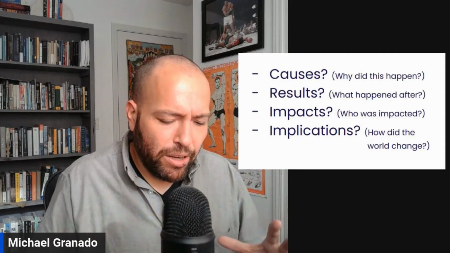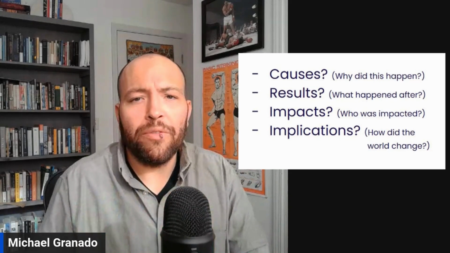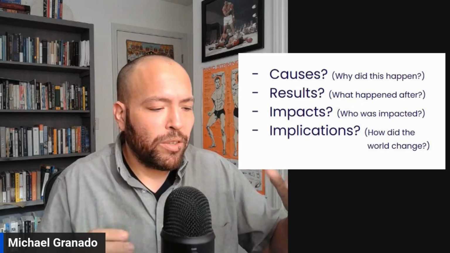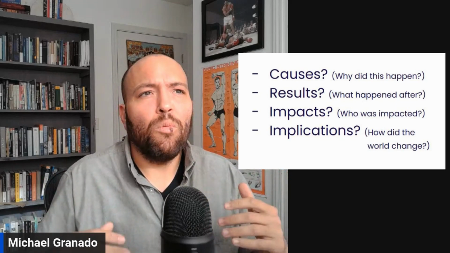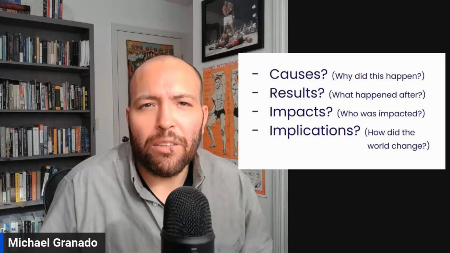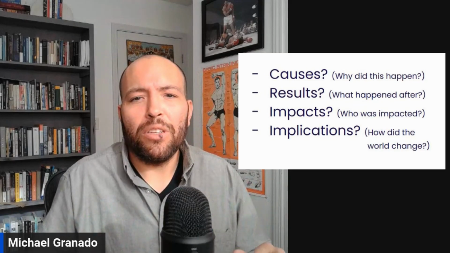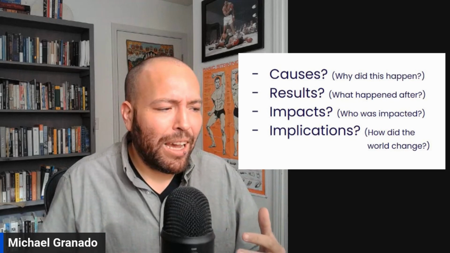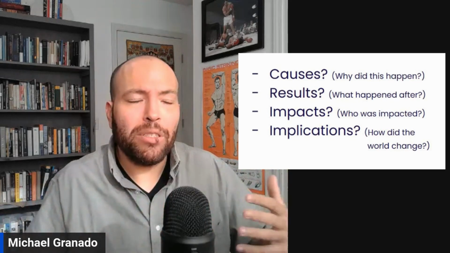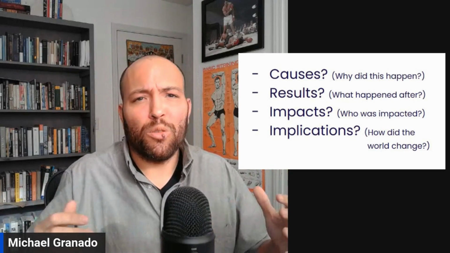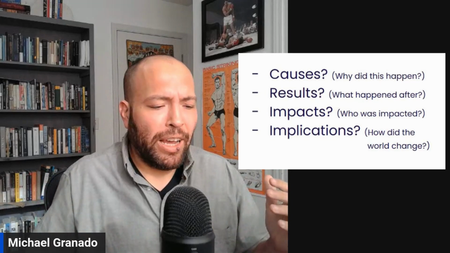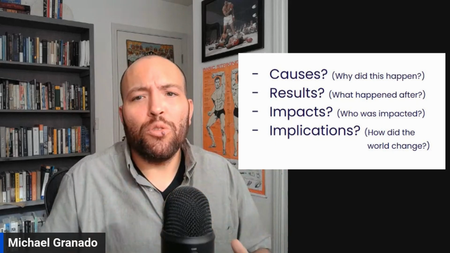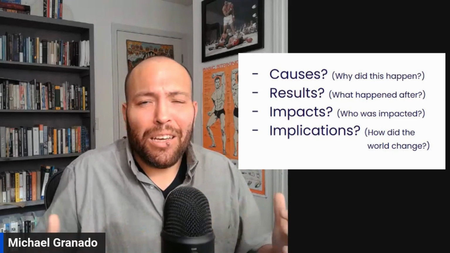Now, when examining any time period or event in history, it's helpful to have guiding questions that show us how to investigate these events and what we're looking for. I've narrowed it down to four questions. What were the causes of a particular event? Why did this happen, and why did it happen when it happened? What were the results? What happened after the event? What sort of change did the event produce? Who was impacted by this event?